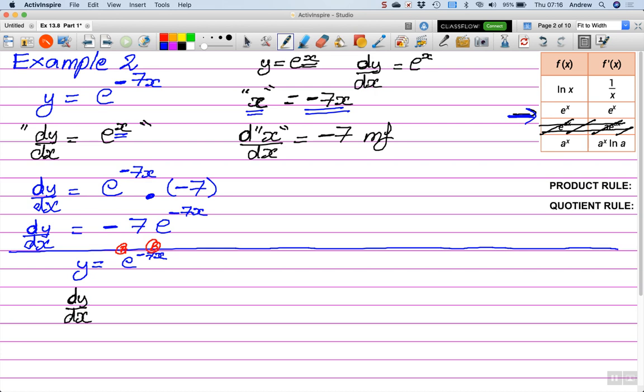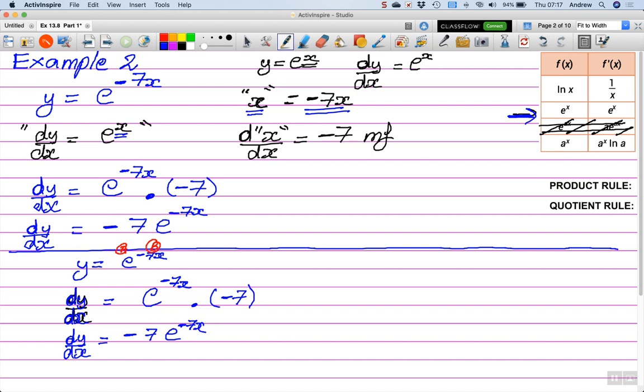It's meant to be in blue. dy/dx. Now, in differentiating the e function, it remains the same. So it's e, nothing else changes. And then I multiply by the differential of the secondary function, and that's going to be minus 7. It's exactly the same as above, except skipping all the working out lines. So then it ends up being minus 7 e to the minus 7x.